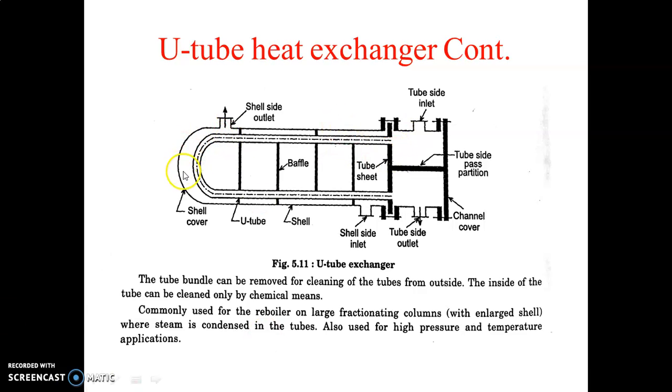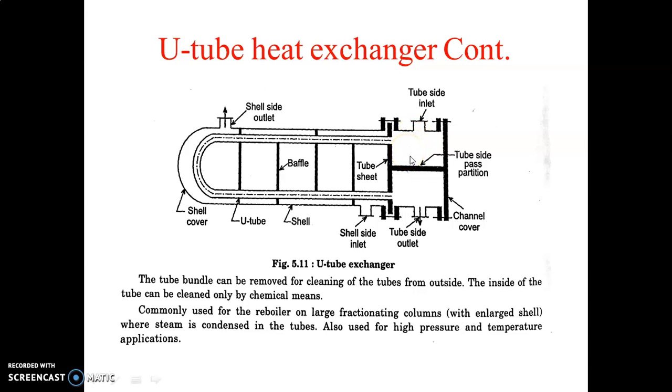And at the opposite end of the shell, a cover is provided. This is called a shell cover. The shell has two nozzles, this is the first nozzle and this is the second nozzle, for entry and exit of the shell side fluid. The tube sheet is clamped between the shell flange and the channel, by nut and bolt.